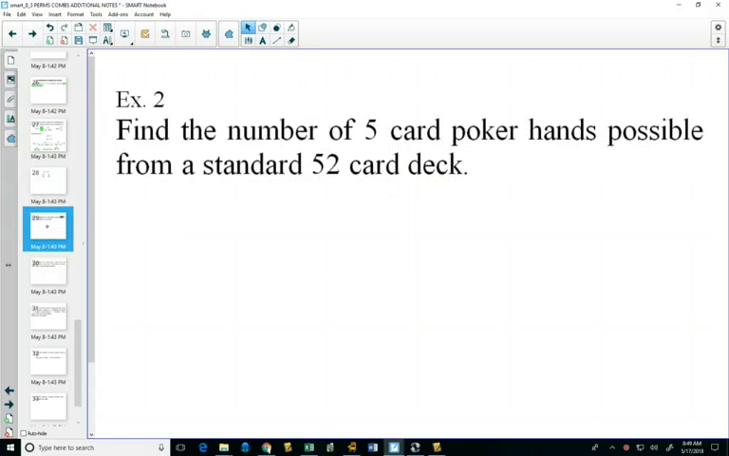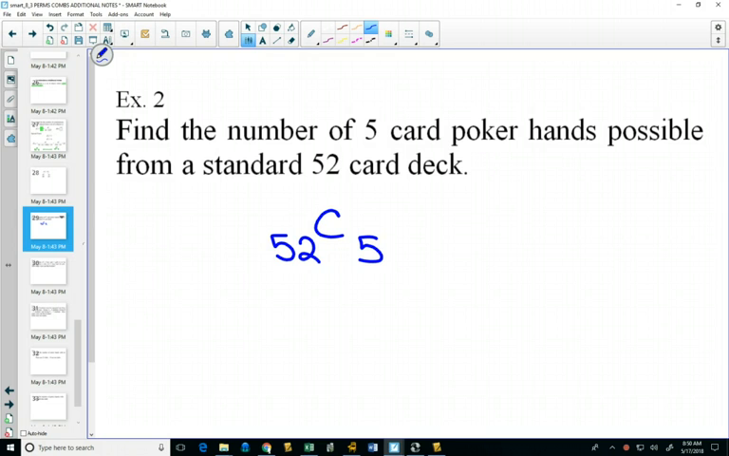So let's do some card questions. How many poker hands are possible? Well, we have 52 cards. If the order doesn't matter, it will be 52 choose 5. And I think I have this number almost memorized. Can someone check that, how close I am? I know it's close to 2.6 million.